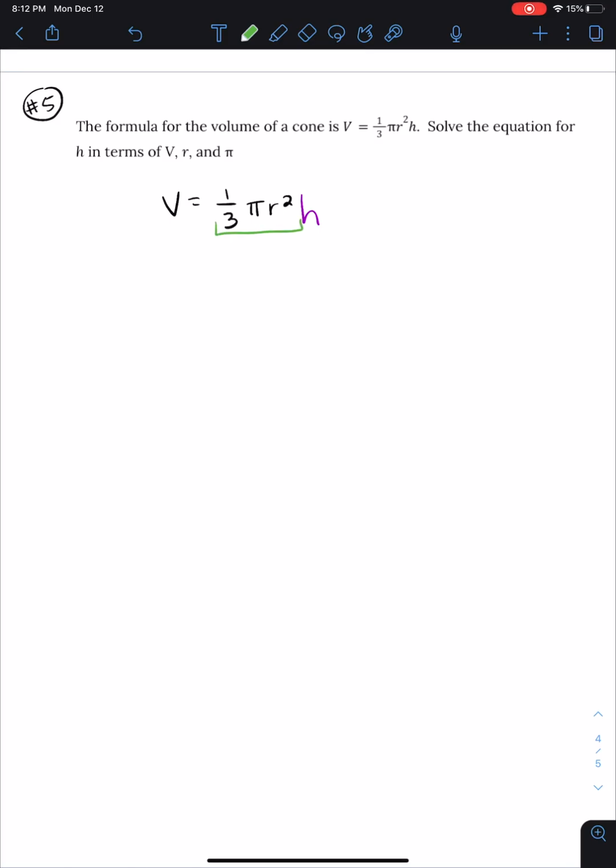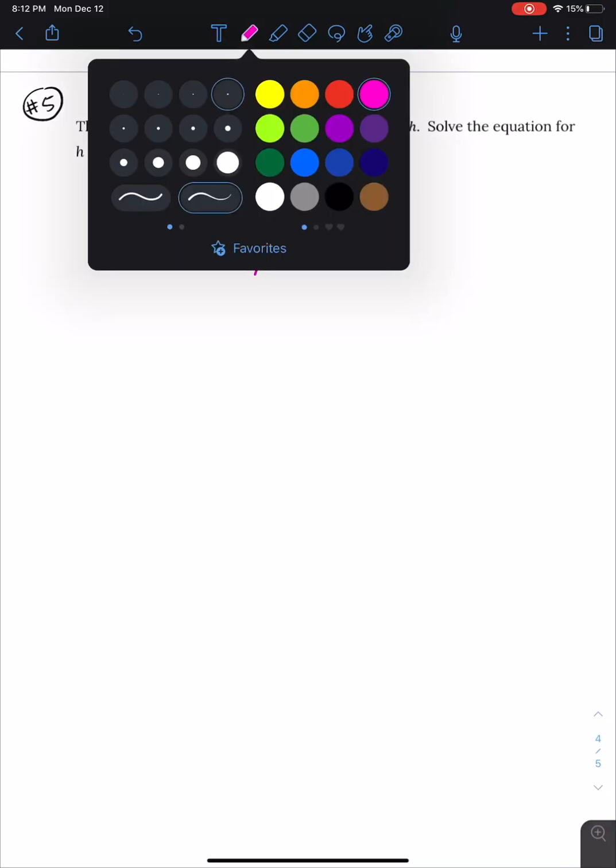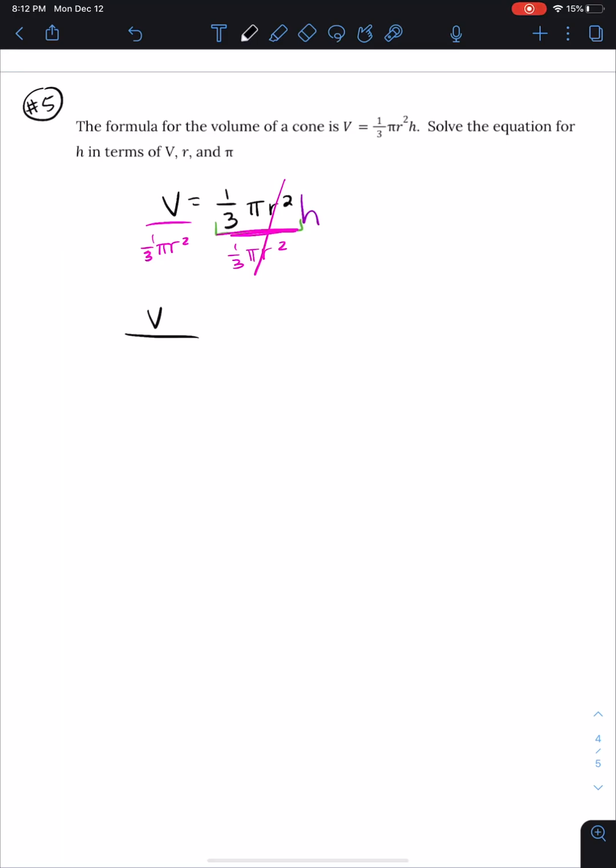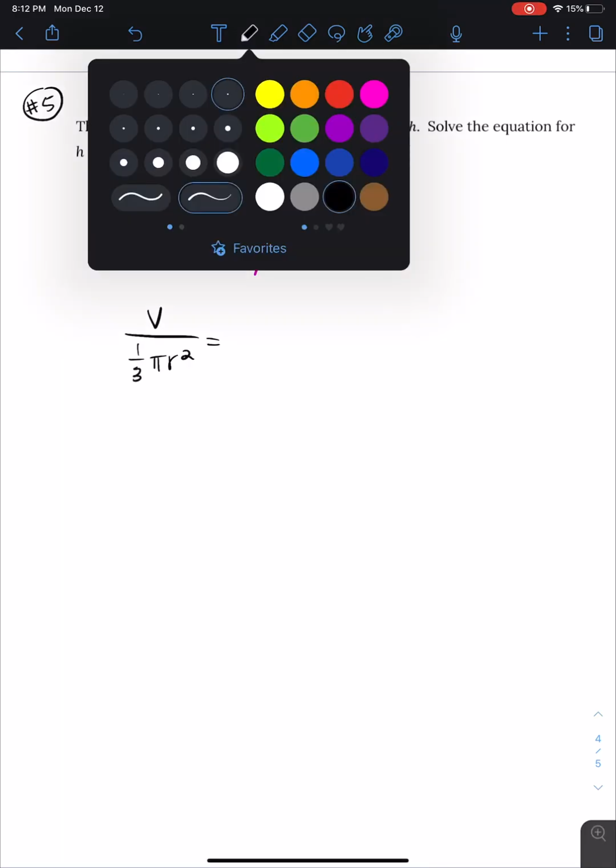And everything here is being multiplied. So we could divide this side by 1/3 pi times the radius squared on both sides. And these would cancel out, and we would have that volume divided by 1/3 pi times the radius squared is equal to the height.